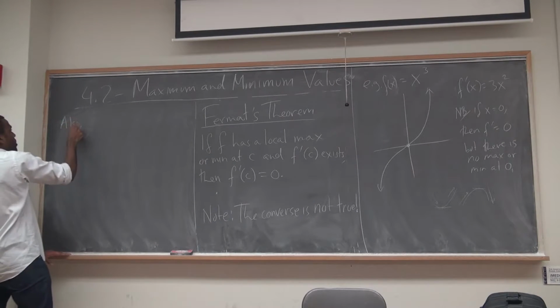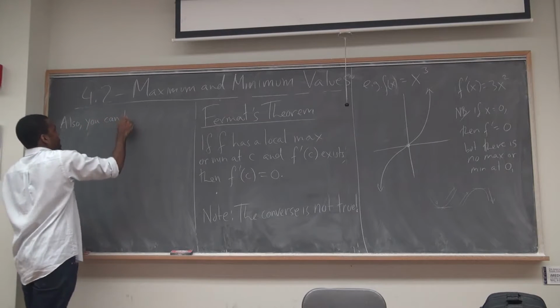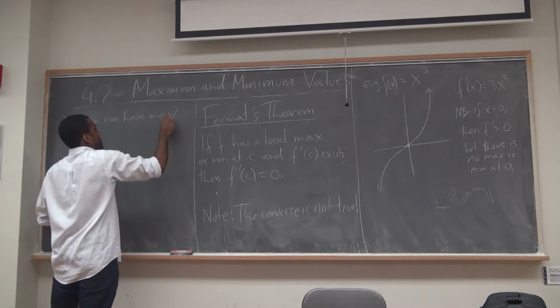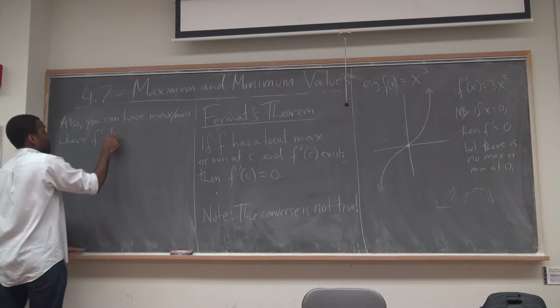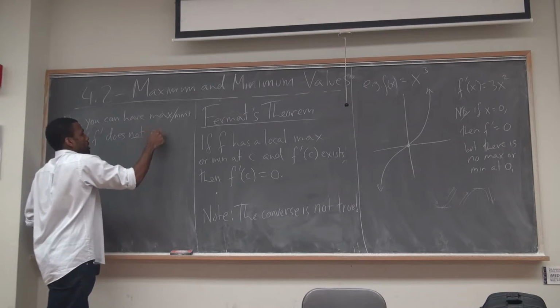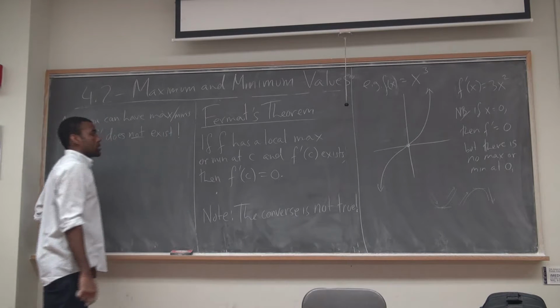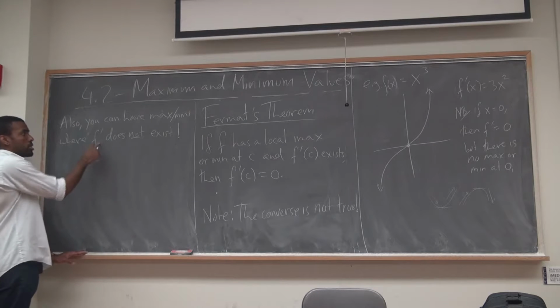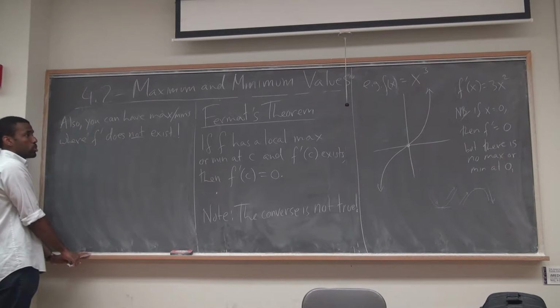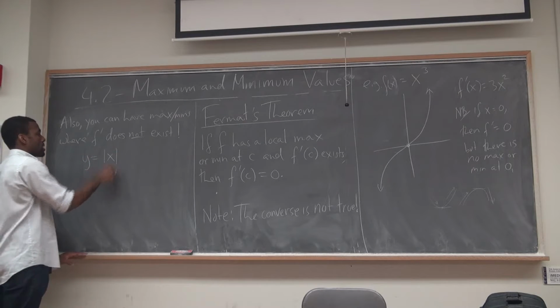Also, you can have max or mins where f prime does not even exist. Okay, anyone give me an example? X equals 2. Like y equals? No, f prime exists for 2, right? If f of x equals 2, that's a constant, the derivative is 0 everywhere. So it actually exists. Would it be like absolute value? Say? Absolute value. Y equals absolute value of x is one example.